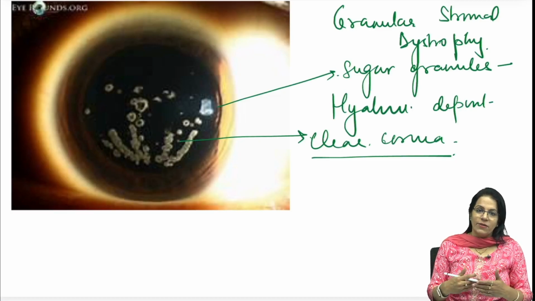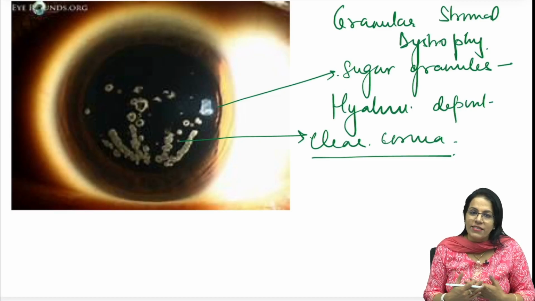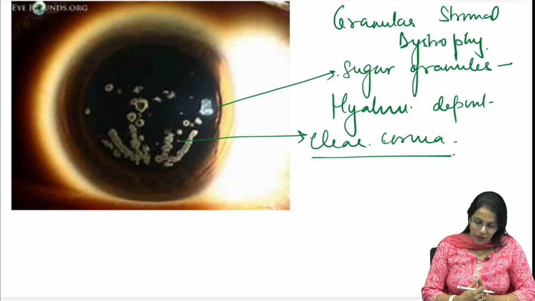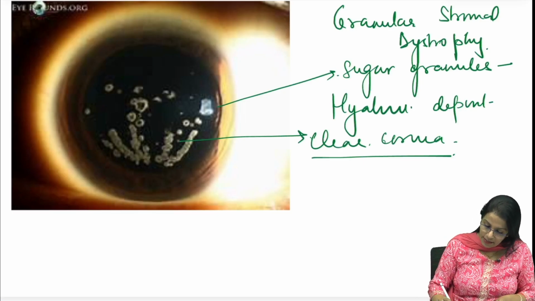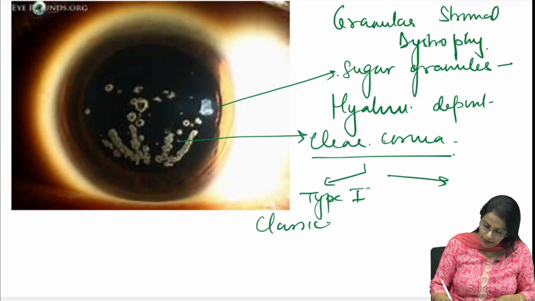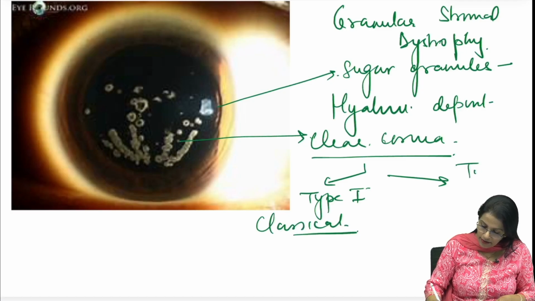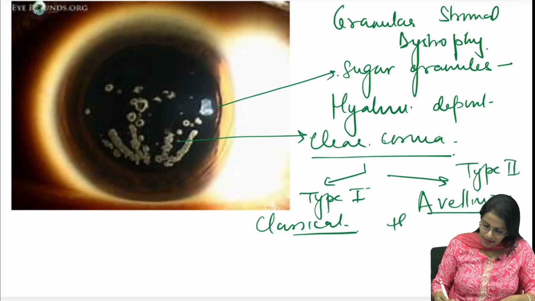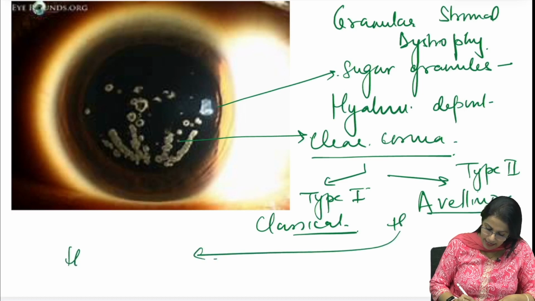Remember that. What are the other stromal dystrophies we know? Granular, macular, lattice. Broadly, we talk about these three. Now, granular has one additional point: it can be type 1 or type 2. Type 1 is also called classical and type 2 is called Avellino dystrophy. Avellino dystrophy is a combination of both lattice and granular. That means there is deposition of both hyaline and amyloid.